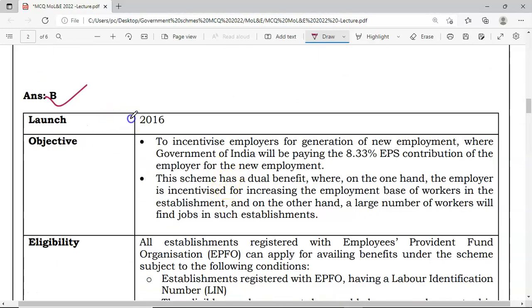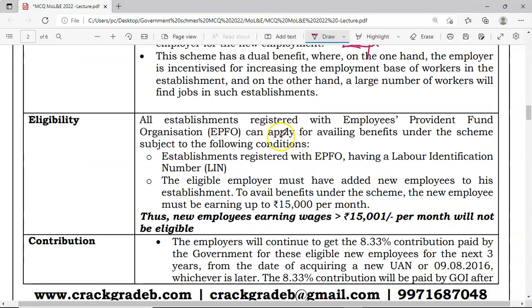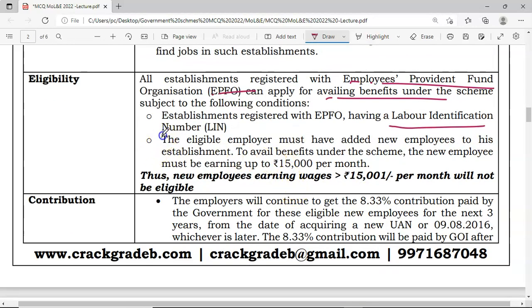Now we'll see. It was launched in 2016. Its objective is to incentivize employers for generation of new employment, that is, 8.33% is contributed by the government for the new generation. Eligibility: the establishment registered with the Employees' Provident Fund Organisation can apply for availing benefit under the scheme. Established registered with EPFO having a labor identification number, and this is the most important point, the eligible employer must have added new employees to his establishment. To avail benefit under the scheme, the new employee must be earning 15,000 rupees per month.